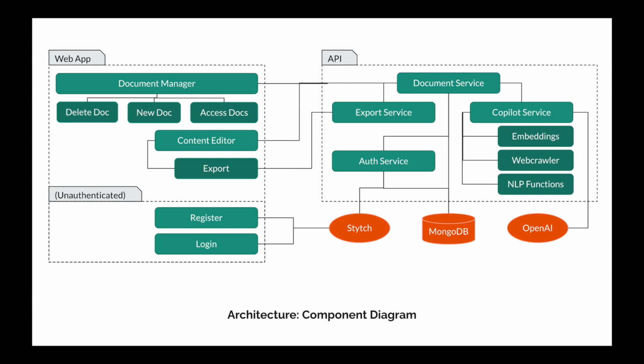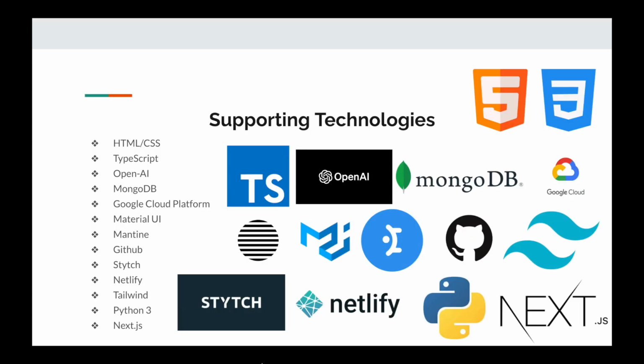Of course, the document service is linked to MongoDB so that all data is stored safely and reliably. The auth service is also linked to that. And finally, the Copilot service is linked to OpenAI for its use.